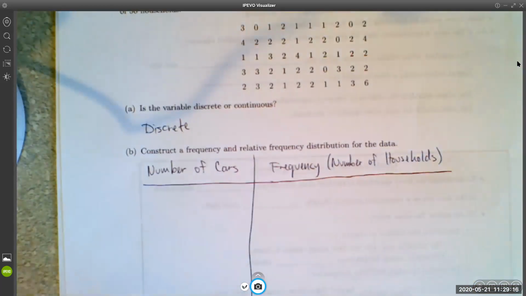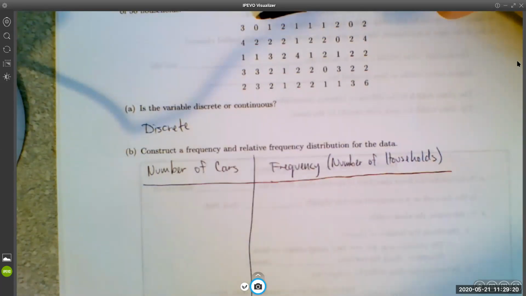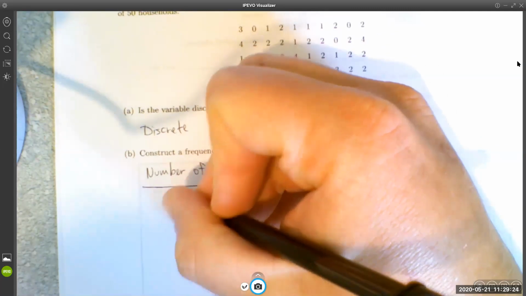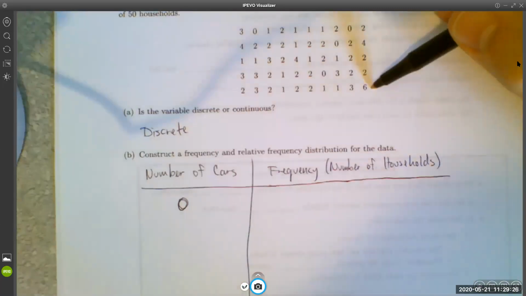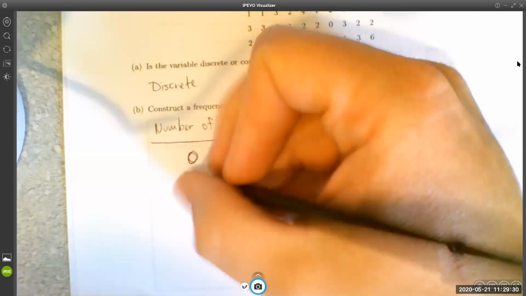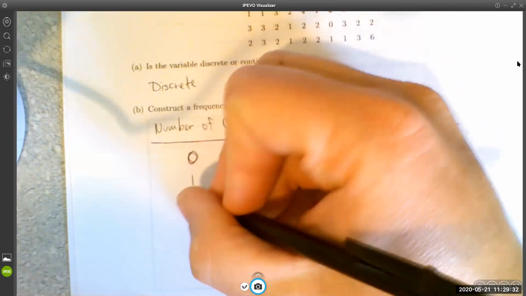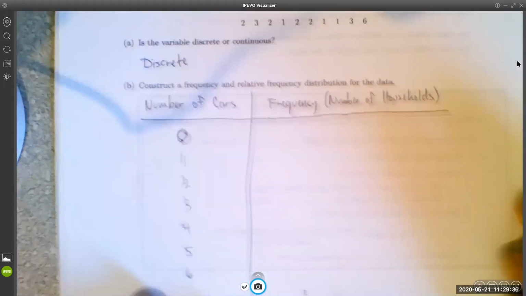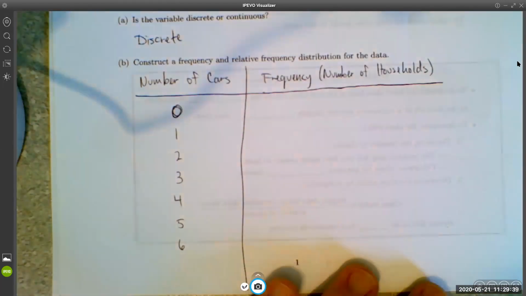So number of cars. Now, if I look at my chart, there were some households that didn't have any cars available to them. So the smallest the number of cars could be is 0. And then there was one household that had 6 cars available to it. And I think that's the largest number of cars available. So I'm going to say number of cars, 0, 1, 2, 3, 4, 5, and 6. Right? So those are the possible number of cars available.